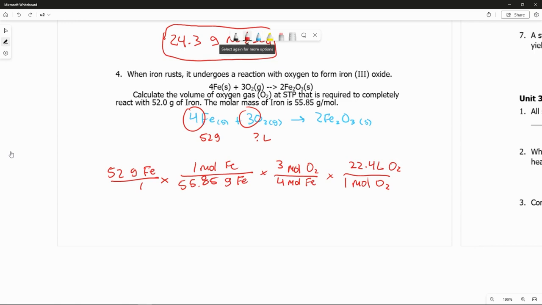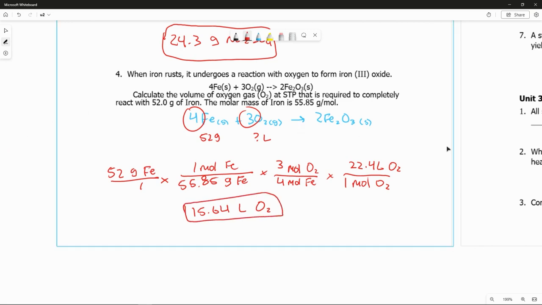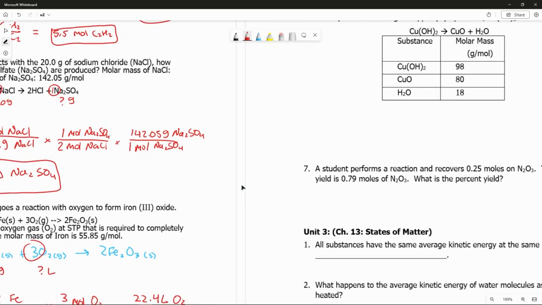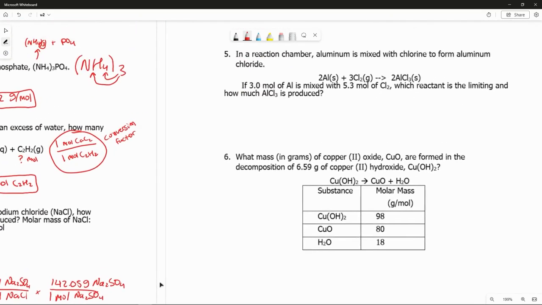So we take our numbers, multiply all across the top, 52 times 1 times 3 times 22.4, and then divide it by 55.85 times 4, and that gives you in the end 15.64 liters of oxygen gas. That is your final answer. All right, let's move on. Let us try question 5.